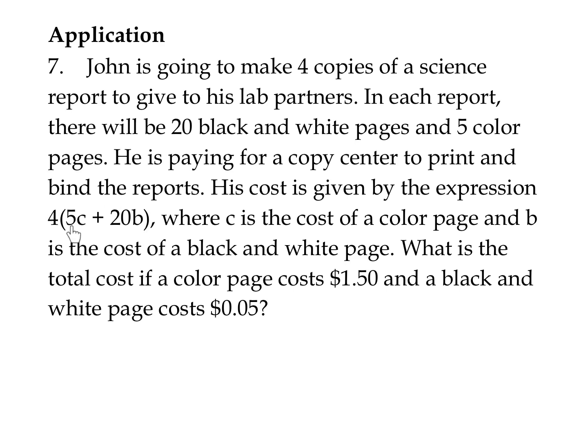And he's going to have 5 color pages and 20 black and white pages. So that's why the color pages are times 5, the black and white pages are times 20. And then the 4 here is because he's making 4 copies. So this cost to make 1 copy, we're going to have to multiply by 4 to get the total cost. And we can evaluate this now substituting the values in that were given for the cost for the color page, which is $1.50. So we're going to have 4, in parentheses 5 times $1.50 plus 20 times 0.05.